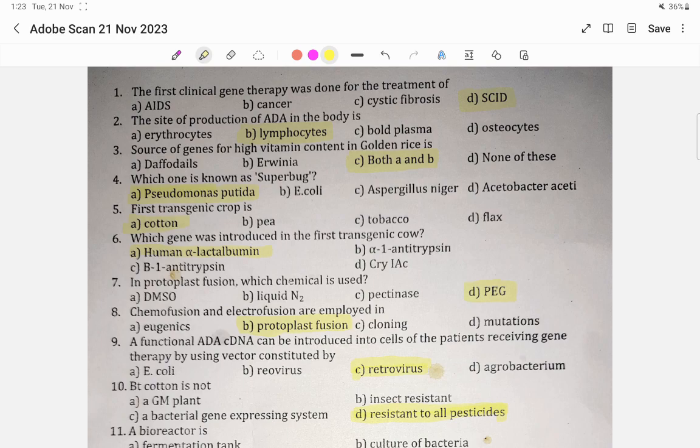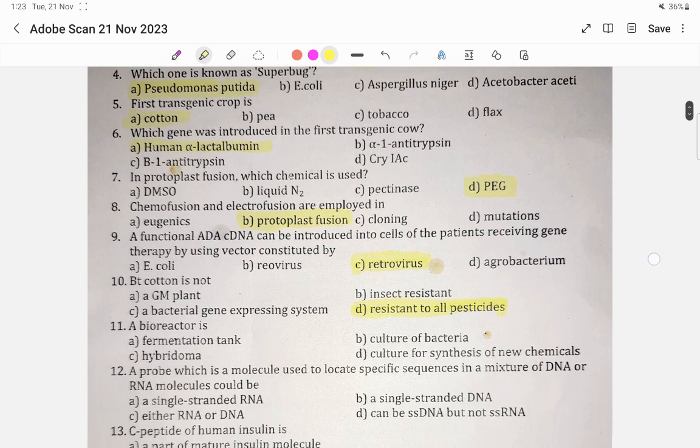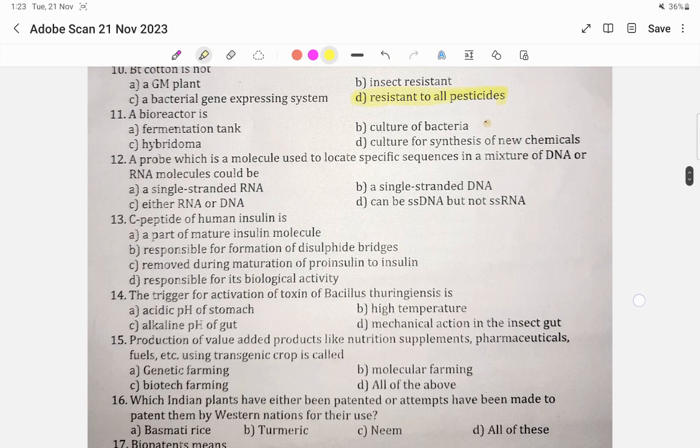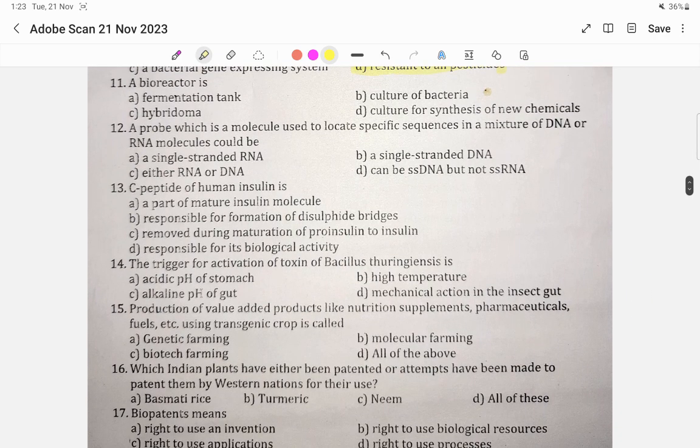Pesticides are chemicals which are sprayed on plants to prevent insects from growing on them. So they are insecticides which we utilize. But Bt cotton is not resistant to all the pesticides, that we have to remember. A bioreactor is a fermentation tank, culture of bacteria, hybridoma, culture for synthesis of new chemicals. So a bioreactor is a fermentation tank where we culture the transformed cells and obtain the desired recombinant proteins.